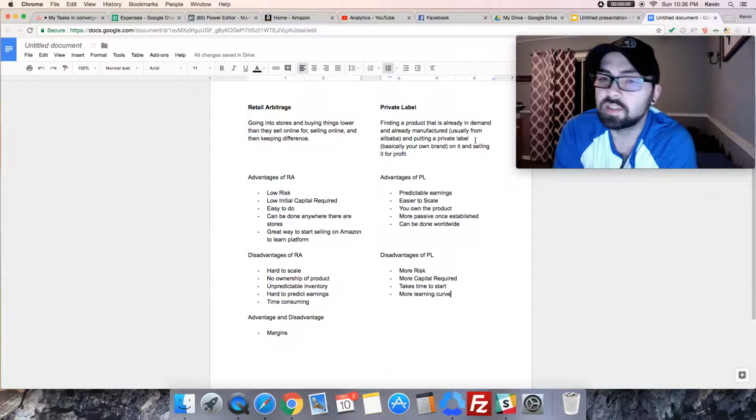So I made this cute little T-chart type deal in Word just to visually compare the both of them here. Retail arbitrage is basically going into stores and buying things for a cheaper price than they sell online, which is usually Amazon. You can do eBay and Craigslist and stuff like that, but I just do Amazon. It's the most hands-off and passive.